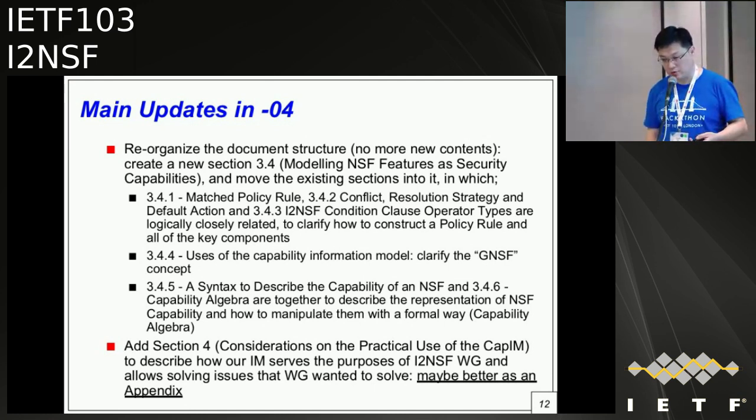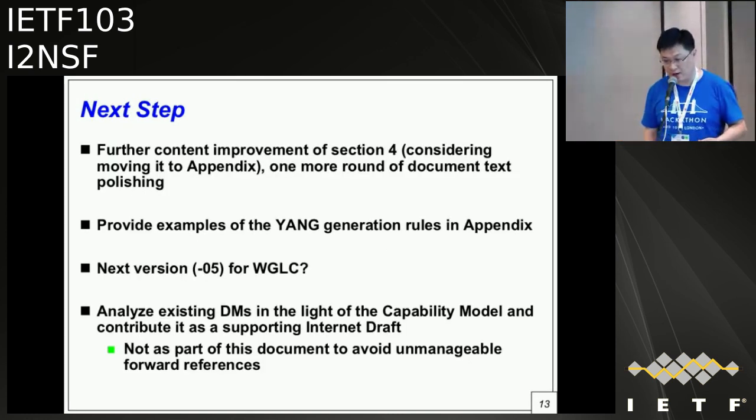We also want to add appendix content to clarify how we base the data model on the current information model, using the concept of the information model to help the data model design. Those updates will be reflected in the next version. It's version 05. After we finish the next version, I think this draft is relatively stable, so maybe we can consider the working group last call. Okay, that's all.